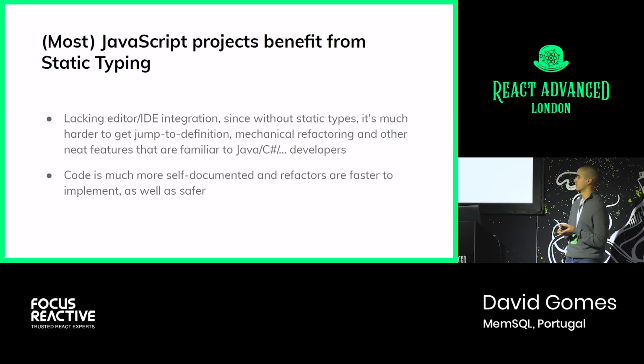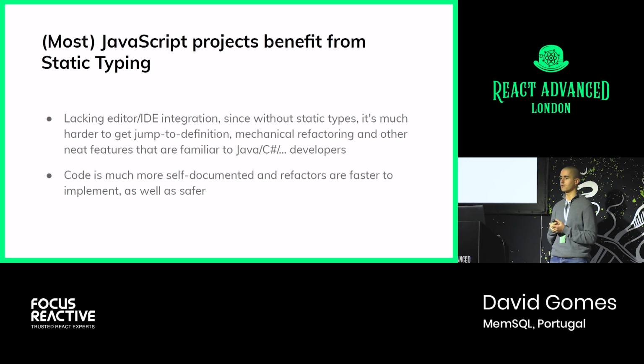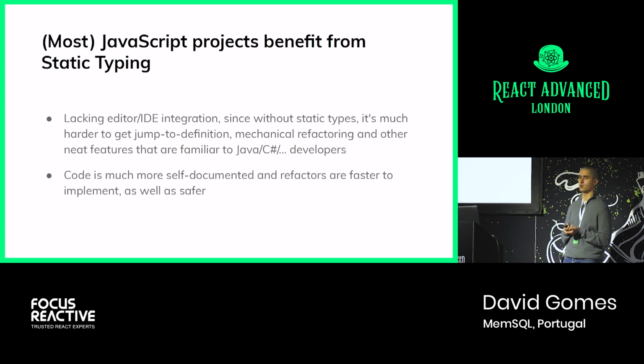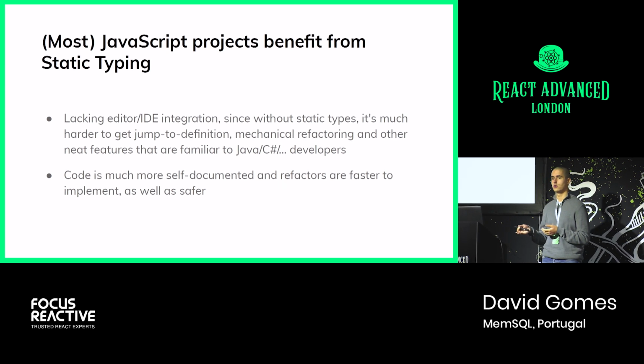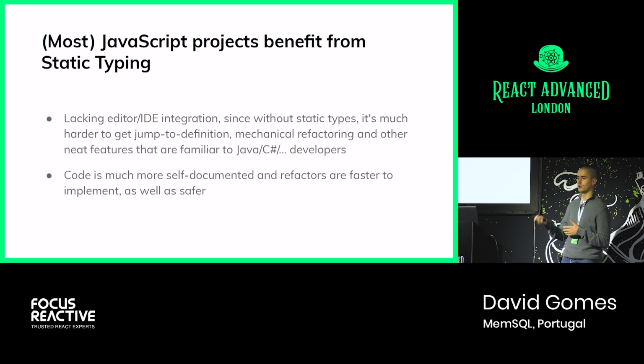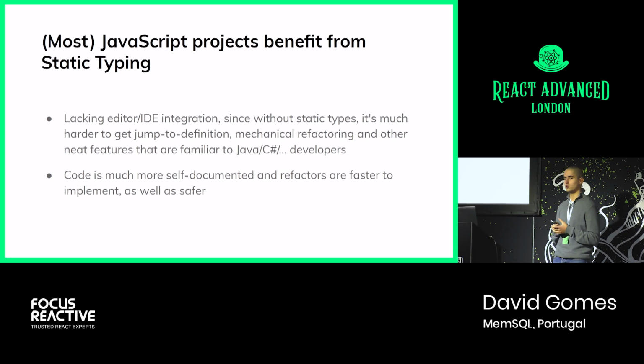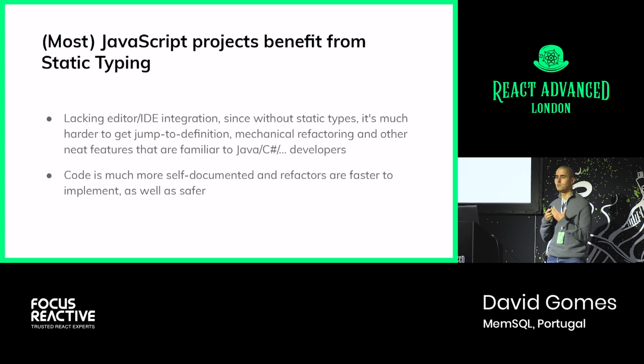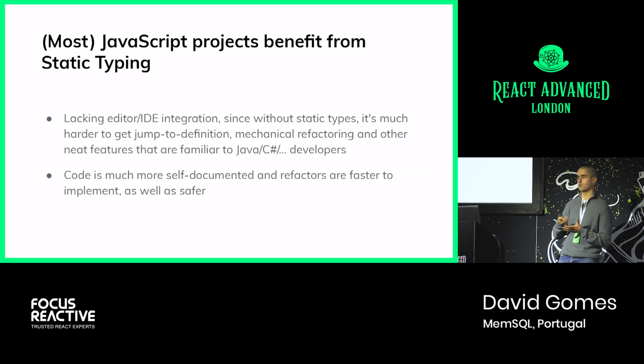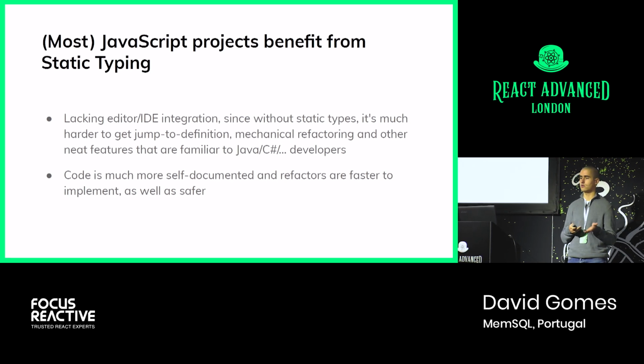A good example of this is VS Code, right? So VS Code will use a TypeScript type checker to give you jump to definition and mechanical refactoring on your JavaScript code. But VS Code will give you a lot more than just that if you're actually using TypeScript. And then another cool advantage of static typing, in my opinion, is that your code becomes much more self-documented. So it's much easier for new engineers onboarding onto your code base to understand what's going on. They can just look at an expression, look at a function, see what it receives and what it returns.